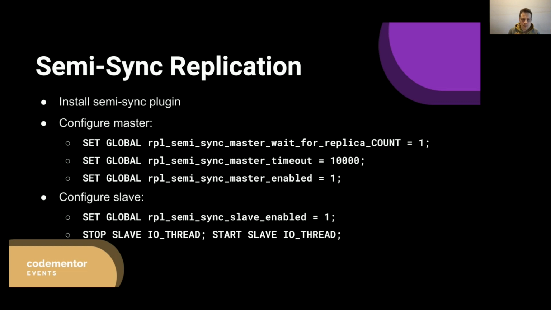For replica, it's very simple. You just enable it by slave enable equal 1. After that, it's required to restart your thread, and basically it will work as expected.